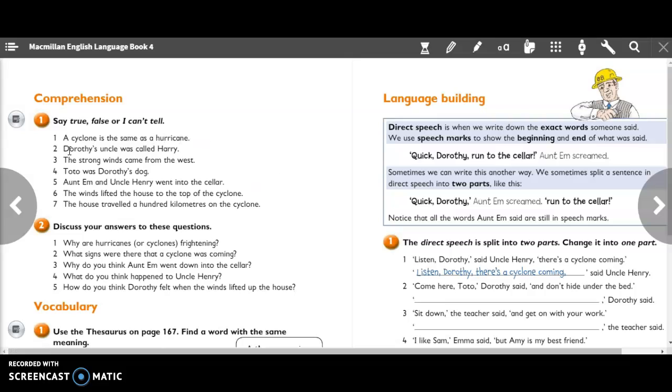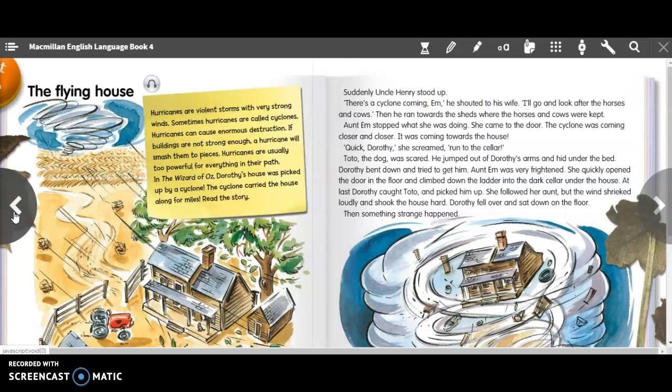Let's look at number 2. Dorothy's uncle was called Harry, and you might say, oh, I'm sure this is true because I remember his name. I think it was Harry, and you might just write true. But I always suggest that you check the text again. Maybe it was a similar name. So let's go back and check. We know for sure that his name is over here.